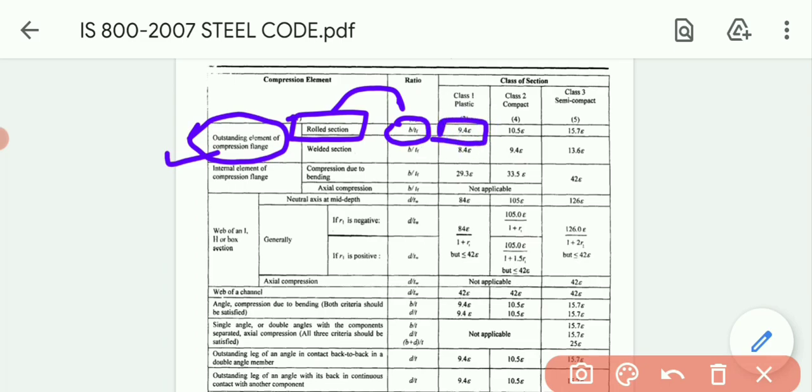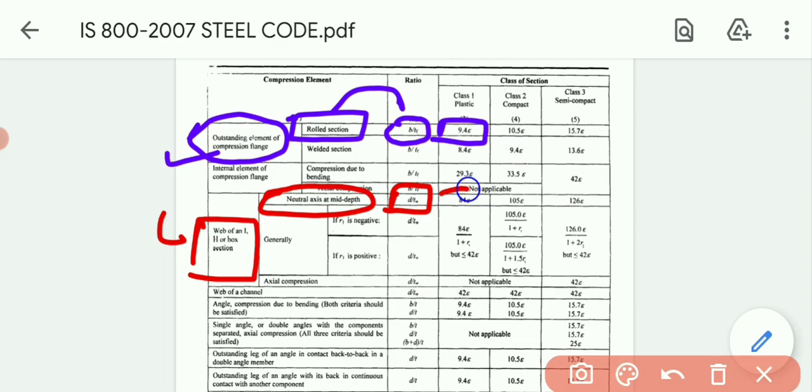So make sure that our ratio of b by tf should be less than 9.4. Then talking about the web. In this one we can see the web of an I, H or box section. We have selected the beam section, that means I section. Now neutral axis at mid depth. For that, the ratio d by tw should be less than or equal to 84 epsilon. So this one is the condition of the flange and this one is the condition of the web.